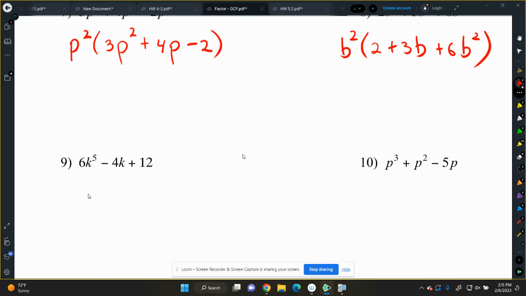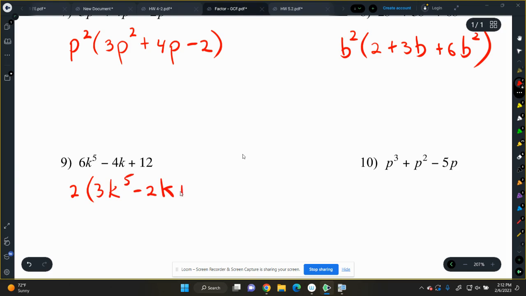Okay, Jaden, try number 9 again. What goes into 6, 4, and 12? 2. And what's left? 3k to the 5th. Good. Excellent. We can't take a k out because the 12 does not have a k, right?